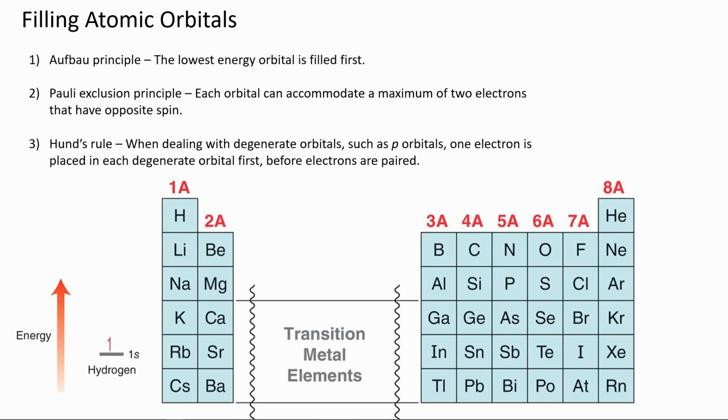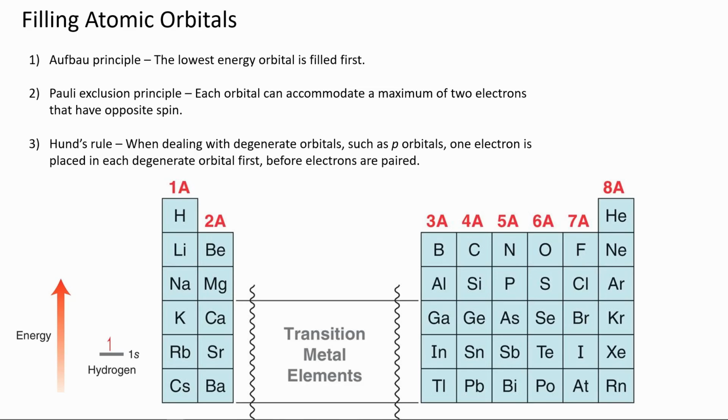So the first principle, the Aufbau principle, is that the lowest energy orbital is filled first. Then, after that, each orbital is going to be filled with a maximum of 2 electrons that have opposite spin. So every orbital can accommodate a maximum of 2 electrons.